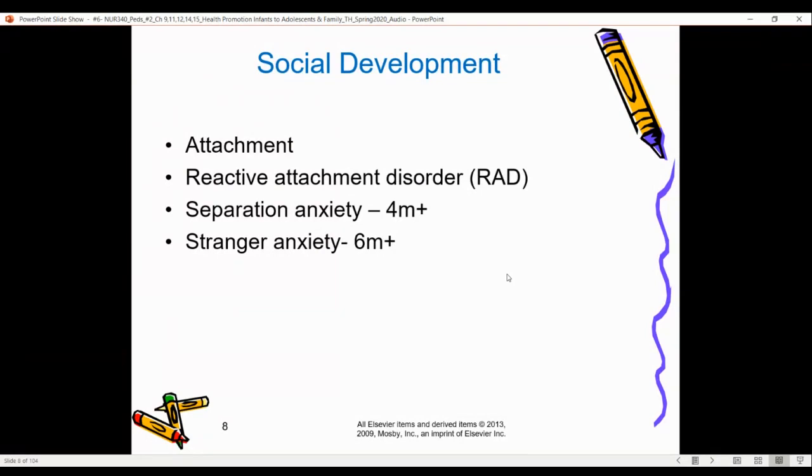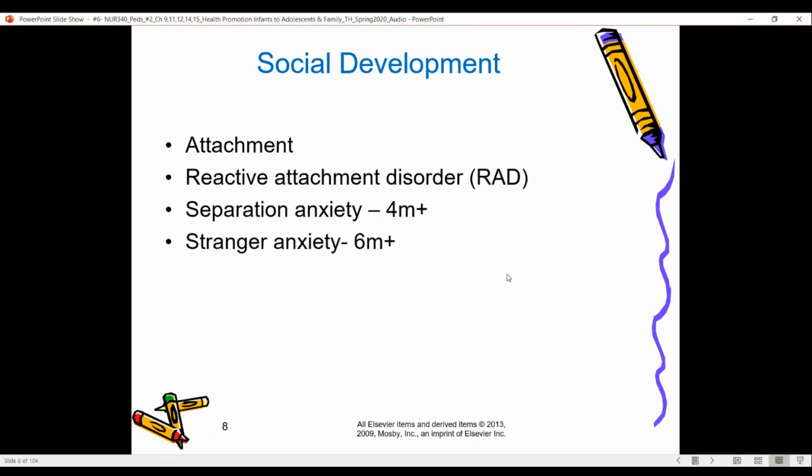If we don't see that primary attachment develop, we see things like reactive attachment disorder. If you guys remember that from mental health last quarter, where they have trouble forming those attachment relationships. And this can be an adult that has trouble forming adult relationships, partnerships, because they did not have this develop in this first year of development.